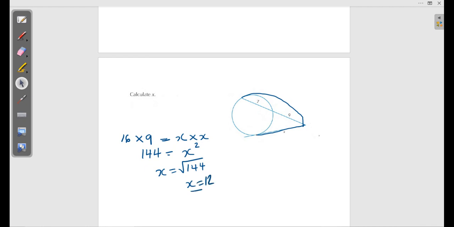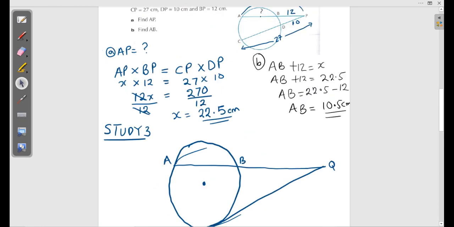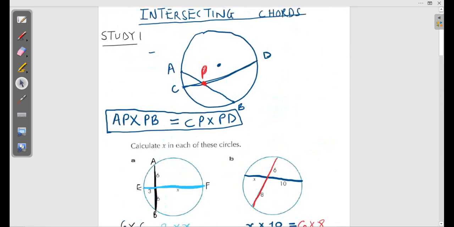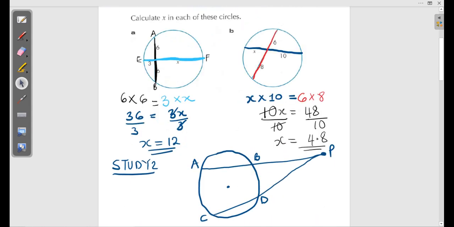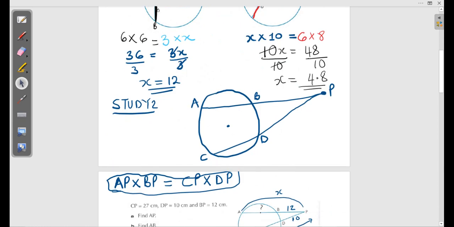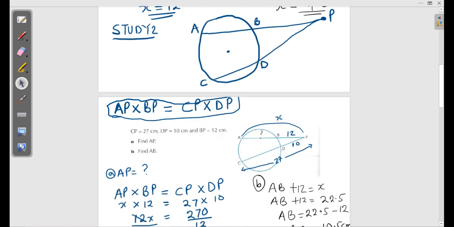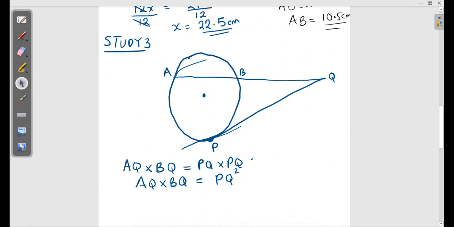And this is the concept of intersecting chords. We take it again. When the chords are inside the circle, you divide it into two and multiply the parts, AP times PB. When it is from an external point, it is the total times the external. And when it is an external and a tangent, you multiply the tangent by itself.